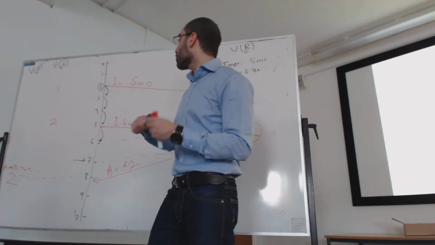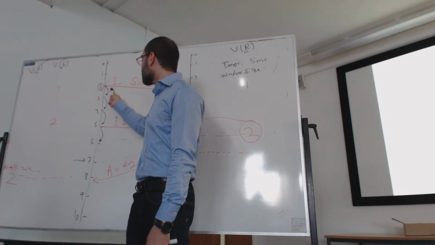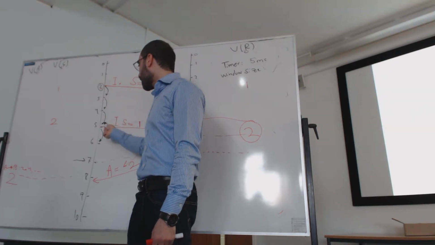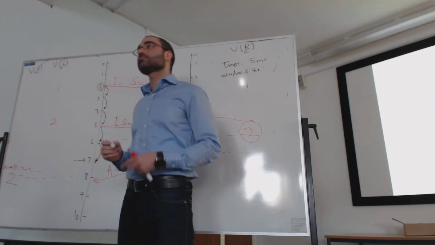How do I count? Just don't count the 2. Don't say 1, 2, 3, 4, 5, and you say the 6. Just 1, 2, 3, 4, 5. That's in here, will time out.